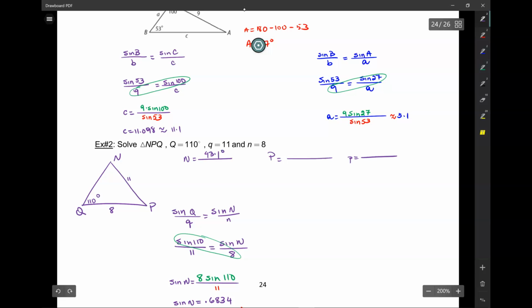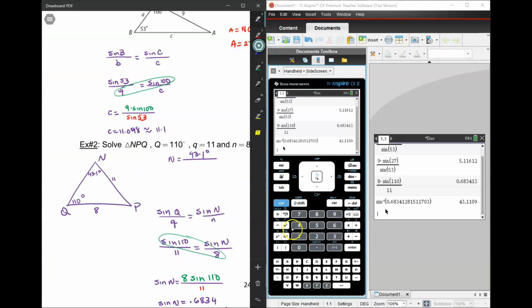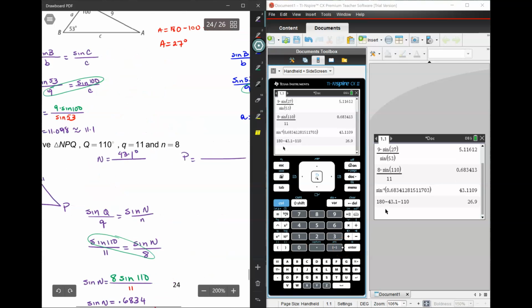Now, can I find P then? I'm just going to subtract from 180, right? 180 minus 43.1 minus 110, 26.9.